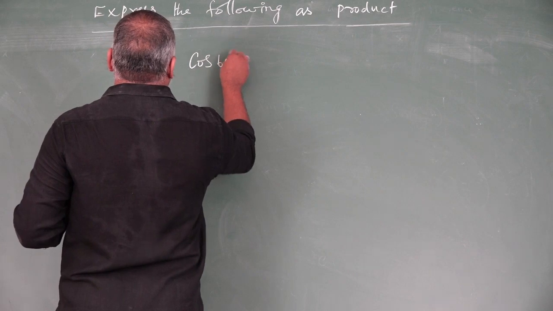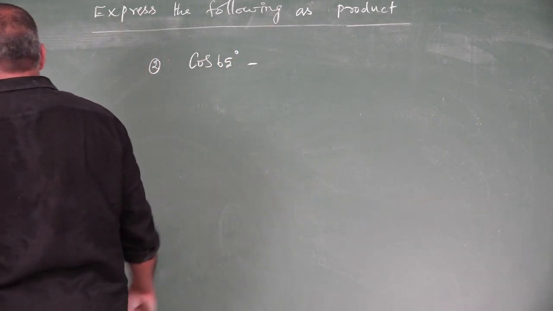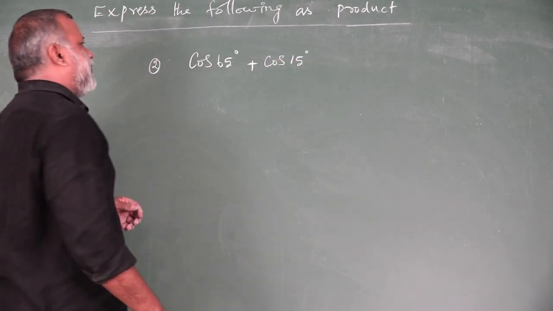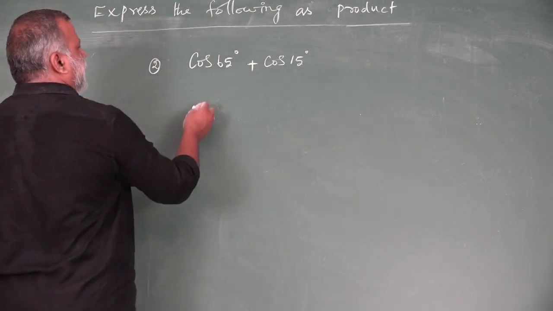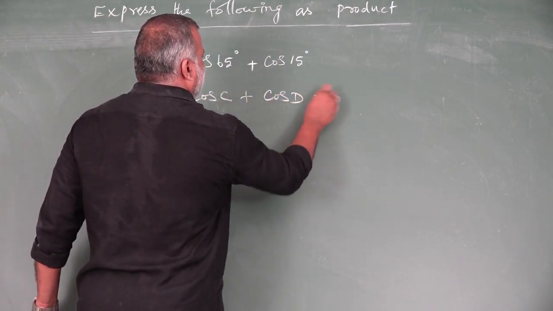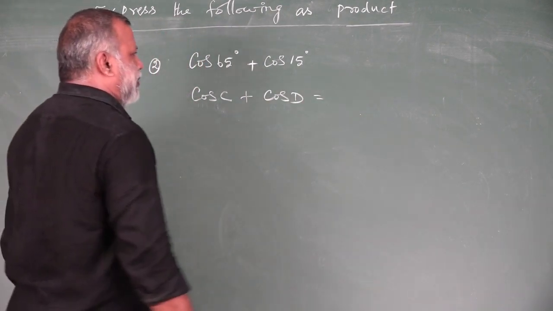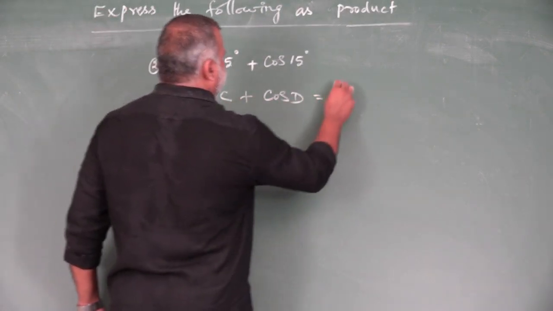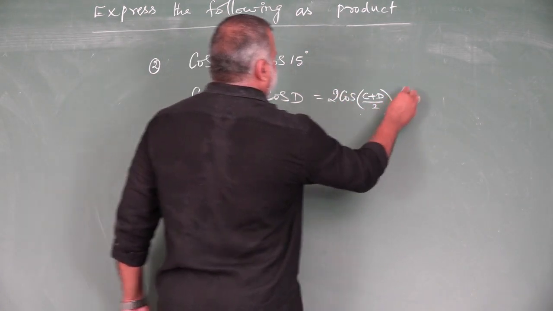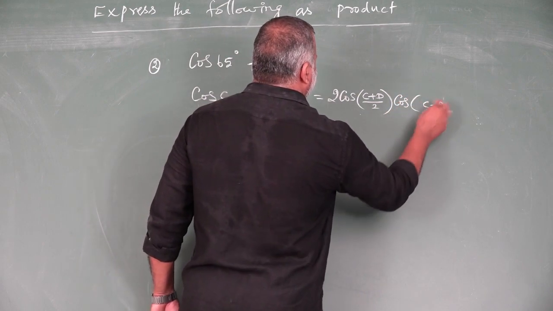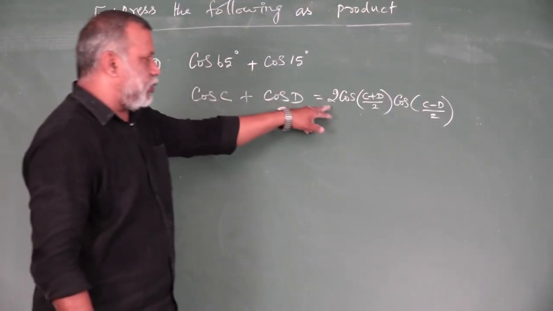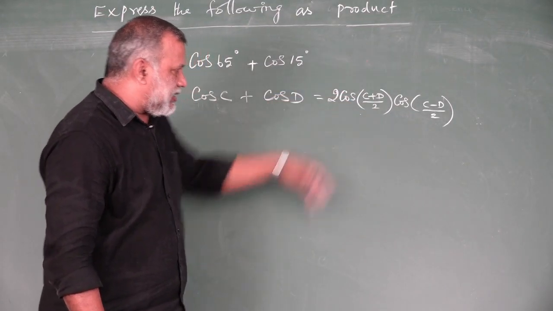Cos 65 plus cos 15. Now see, this is in the form of cos C plus cos D. We already have the formula for cos C plus cos D: it equals 2 cos((C plus D) by 2) into cos((C minus D) by 2). This is the basic result.